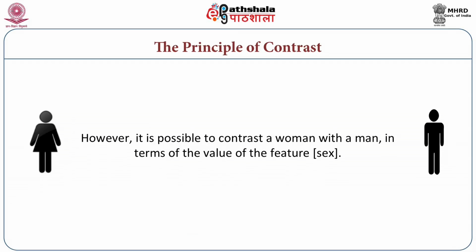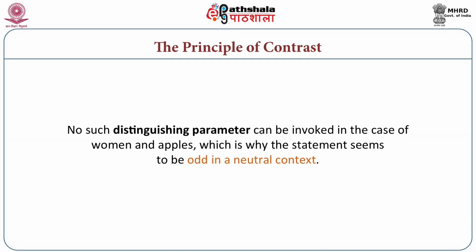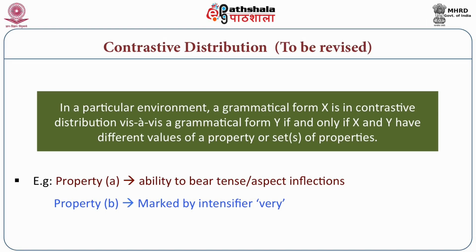However, it is possible to contrast a woman with a man in terms of a feature, sex. So women differ from men because women are female and men are male. For women and apples, however, there is no salient feature, the binary values of which can be employed to distinguish women from apples. Rather, you could say humans are different from apples because plus living thing and minus living thing could be a feature that you can use.